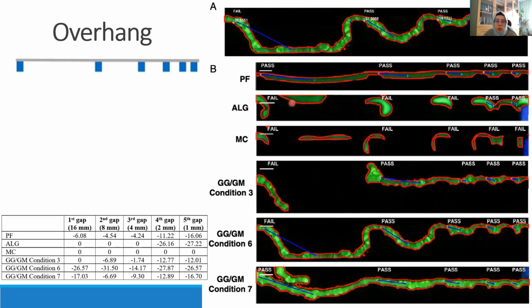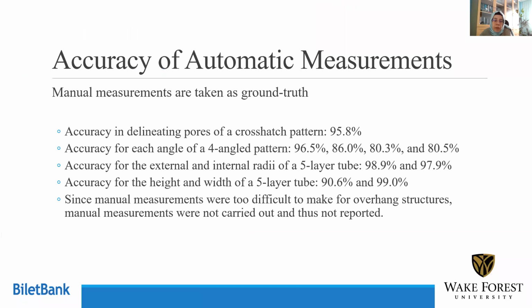B shows success and segmentation results in red of the side view of the overhang structure created by different types of bioinks. Blue lines are used to calculate the angle of deflection, and white lines show a scale bar of 2 mm. And now, the accuracy of automatic measurements. Manual measurements are taken as ground truth.